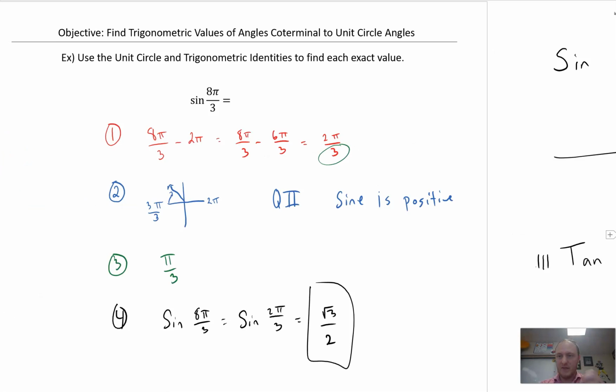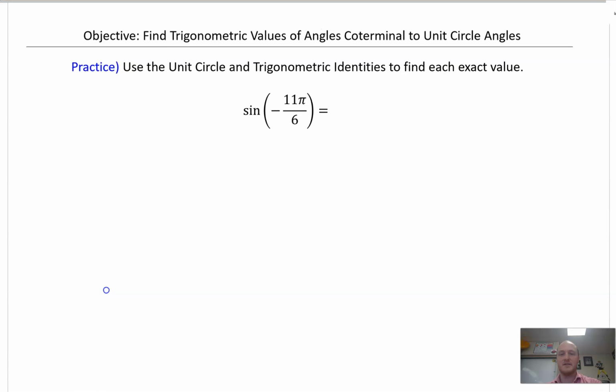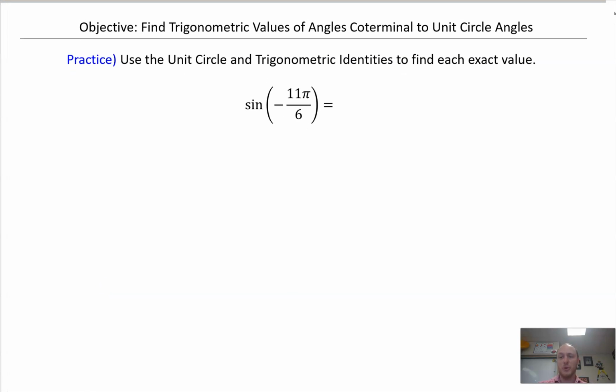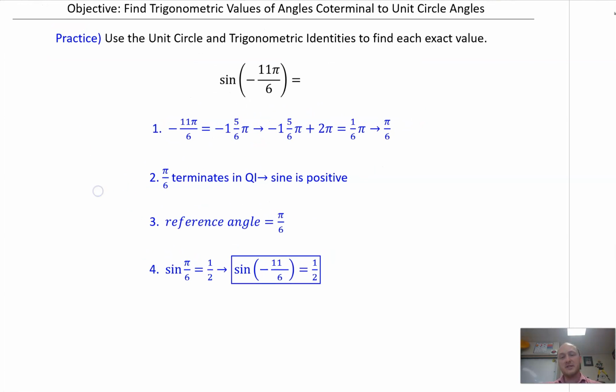All right, here's some practice problems. Please pause the video. I want you to go ahead and try this. Do it. Did you pause it? Good. Here's the answer. It is 1/2. So 11 pi over 6 is coterminal with pi over 6. That's easy. That's the first quadrant. Everything is always positive. And you get 1/2.